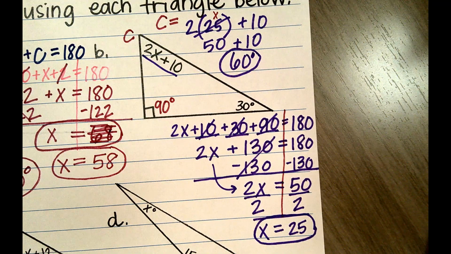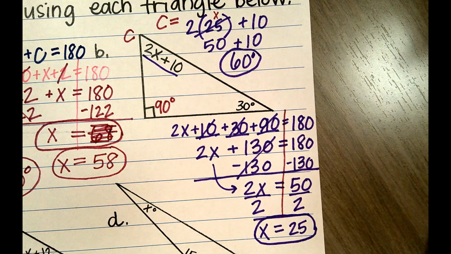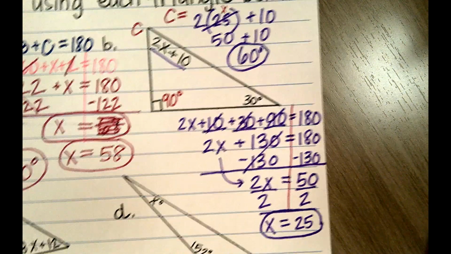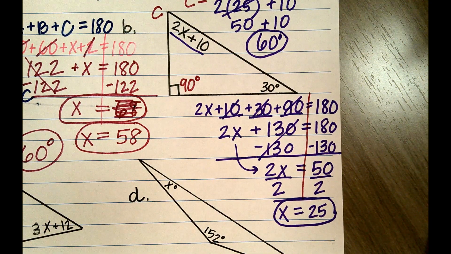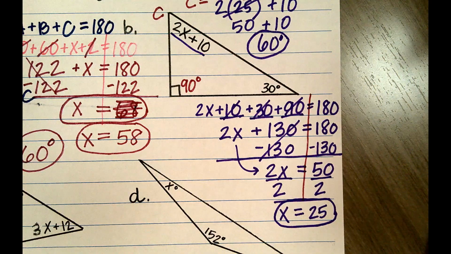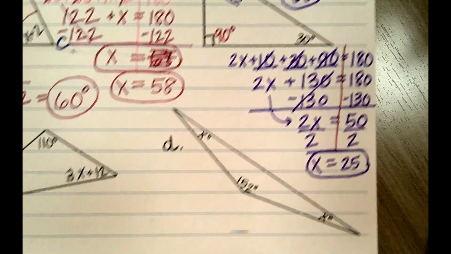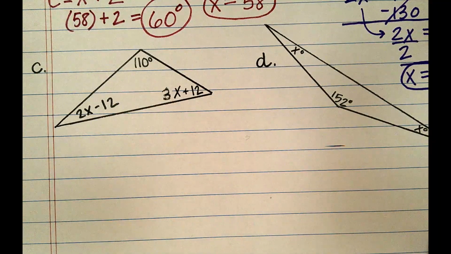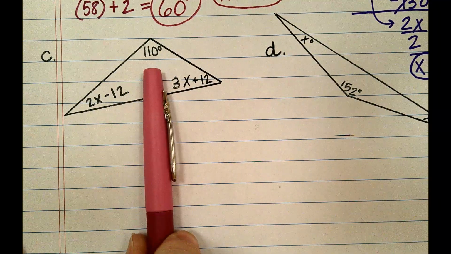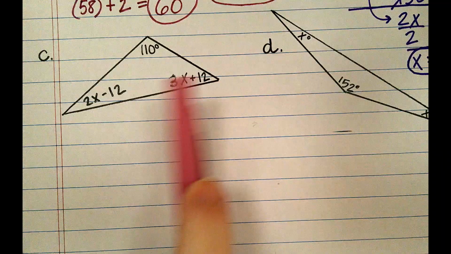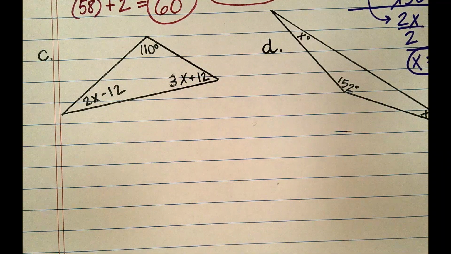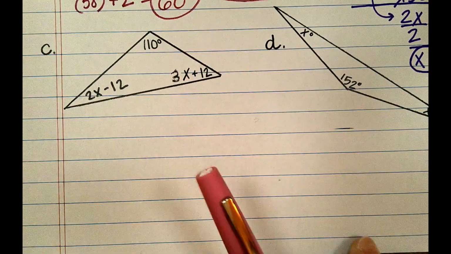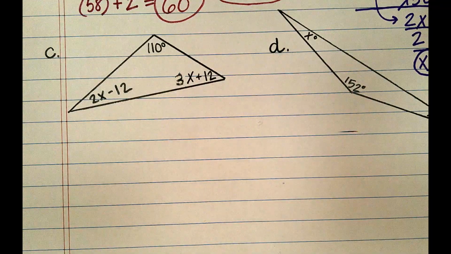Okay. Anybody still need to see this one before we go to the C? Anybody? Or are we ready? Okay. Let's look now at C. This time I only have one angle measure. The other two I don't know. So if I want to solve for x first, what equation could I write? Who can tell me?